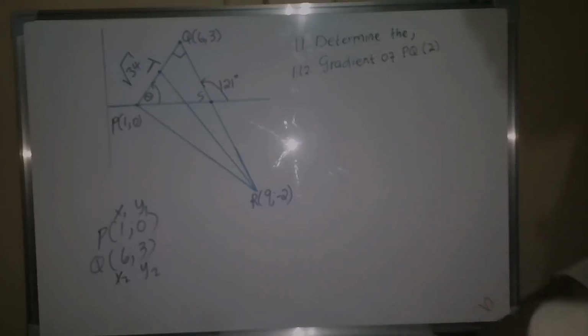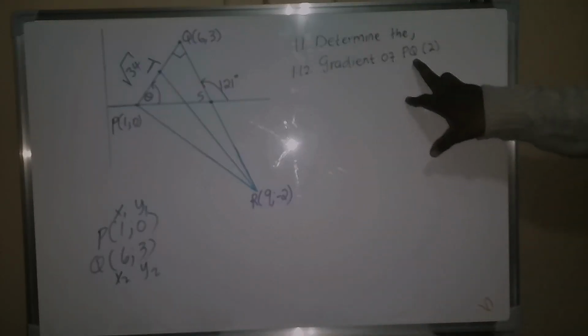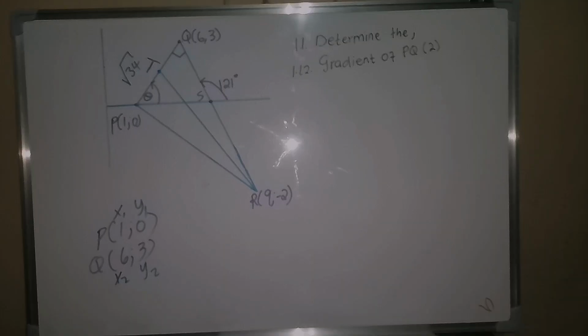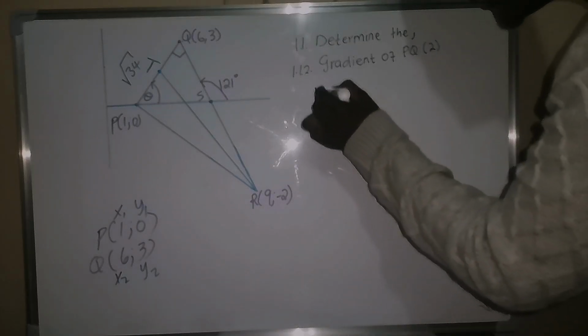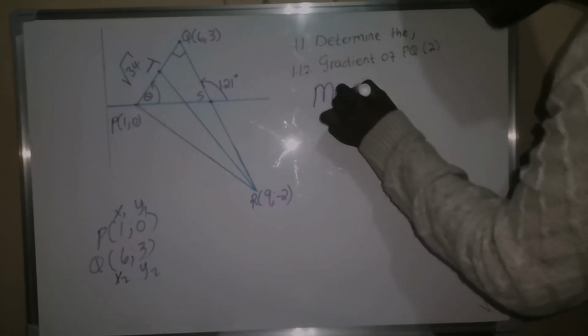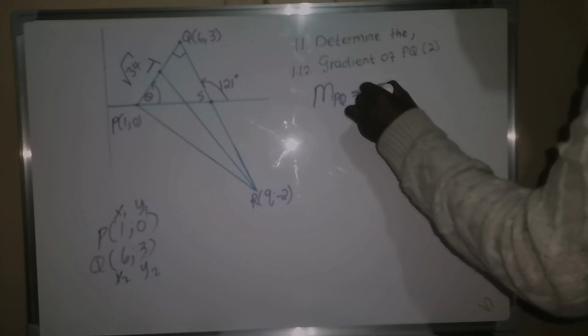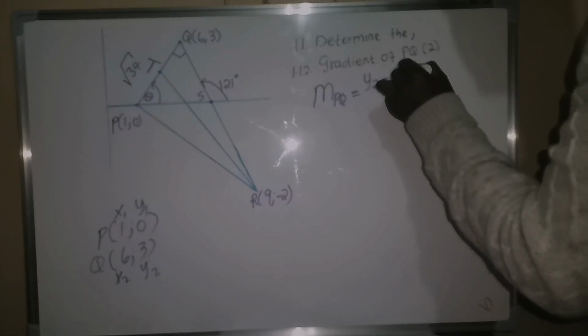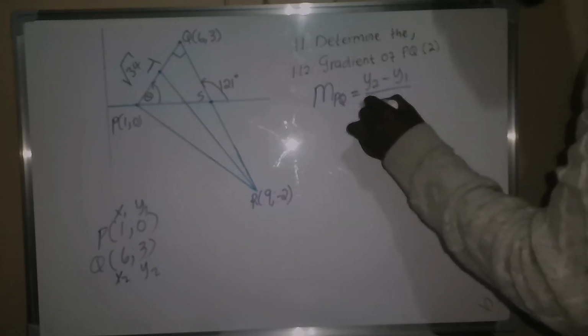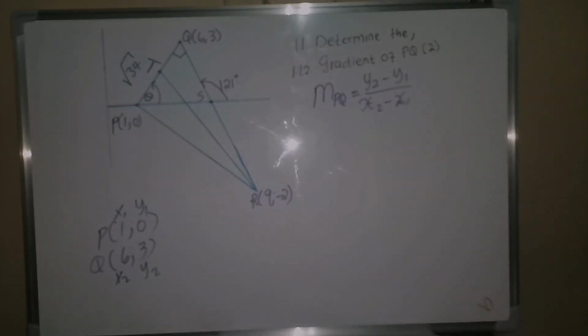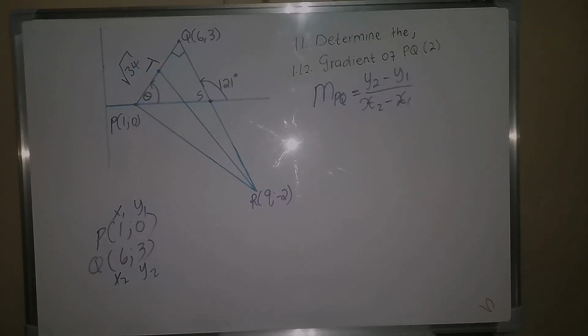Gradient of PQ for 2 marks. Now, gradient PQ. What is the formula to use to find the gradient? If you want to find the gradient of PQ, the formula for gradient is y2 minus y1, all divided by x2 minus x1. This is the formula we use to find the gradient of any line through 2 points, to be exact.